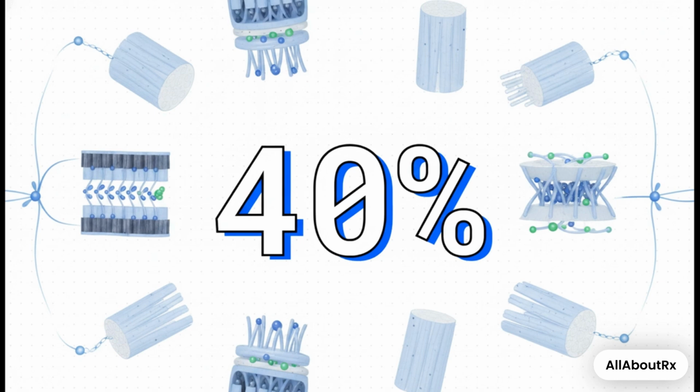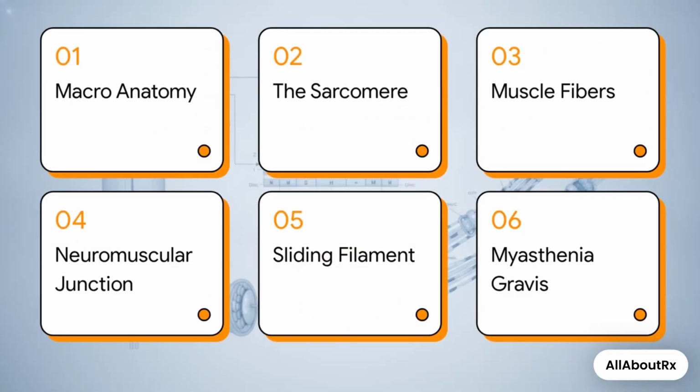These are the long, cylindrical, multinucleated, striated cells that are wired directly to your somatic nervous system. Every single time you walk, talk, or lift something, you are relying on this highly coordinated network. Here's our roadmap for today's explainer: anatomy of skeletal muscle, the molecular sarcomere, types of muscle fibers, the neuromuscular junction, sliding filament theory, and finally, a clinical focus on myasthenia gravis.